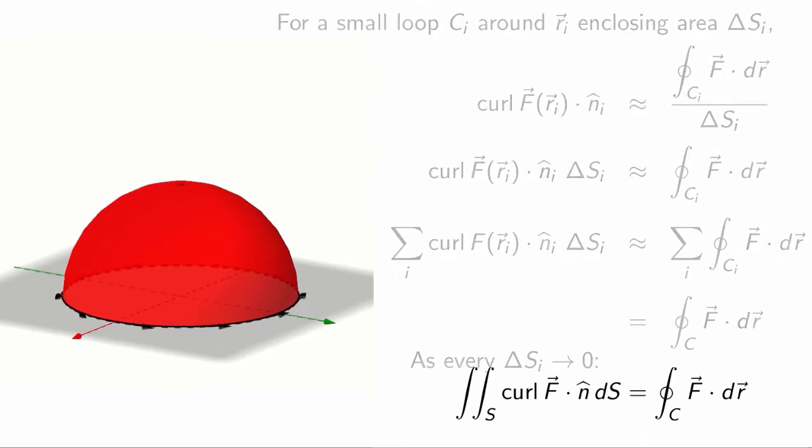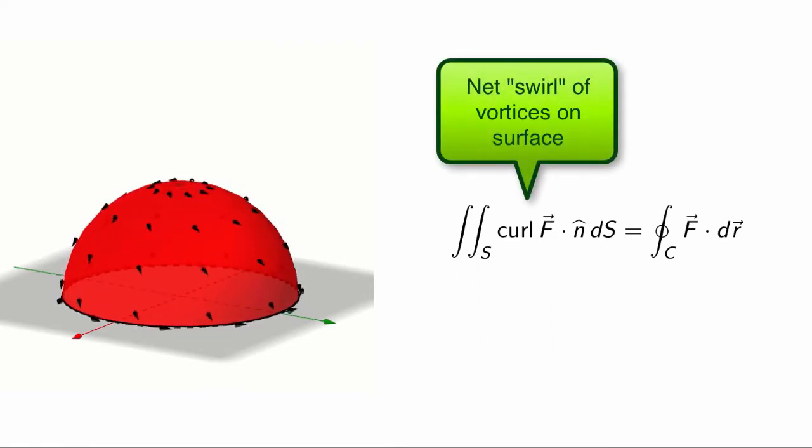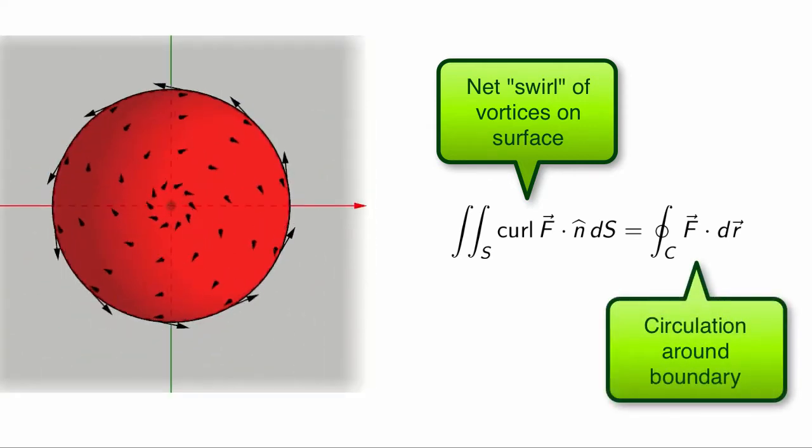Physically, you might read this mathematical result as the net swirl of vortices on the surface is equal to the circulation around the boundary of the surface.